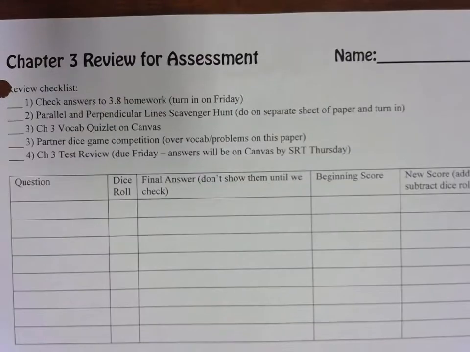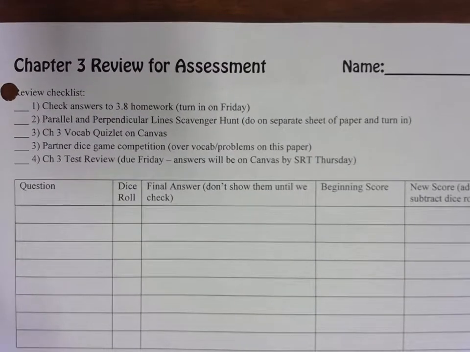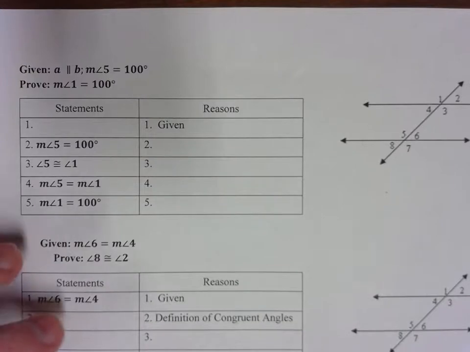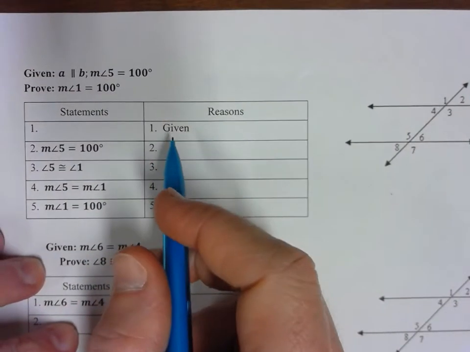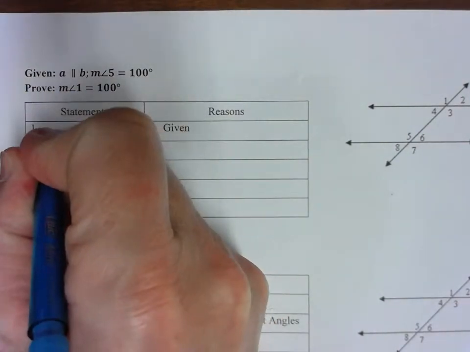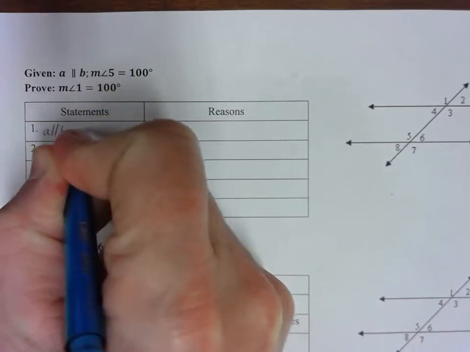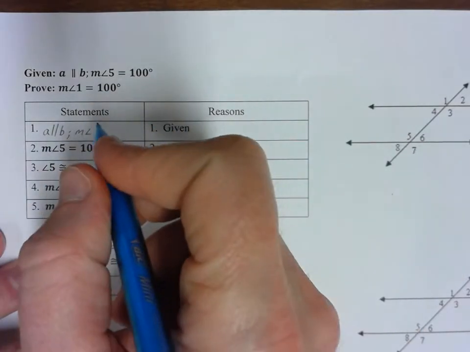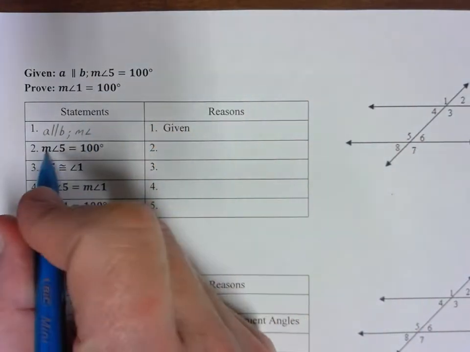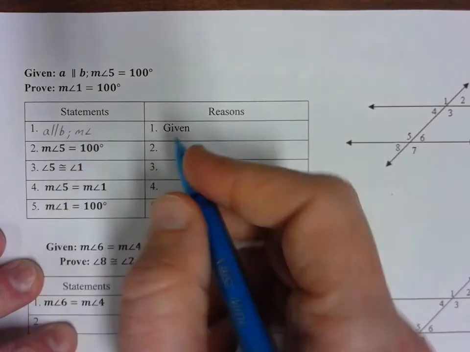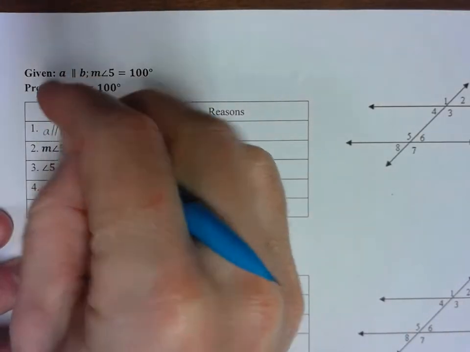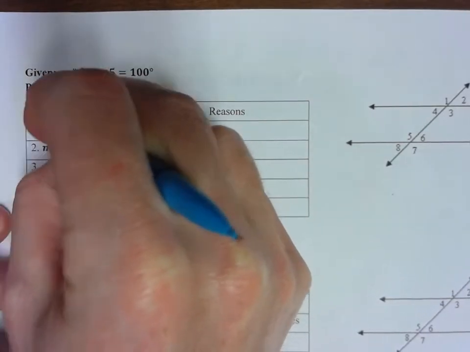On the back of the Chapter 3 review for assessment, there are a few proofs. Let's go through those at this time. So first of all, I see given, so I'm going to write down whatever's given up above. A is parallel to B; measure of angle 5 equals 100, except that's down below, so measure of angle 5 equals 100 is also given. So I will erase, if I have a good eraser.